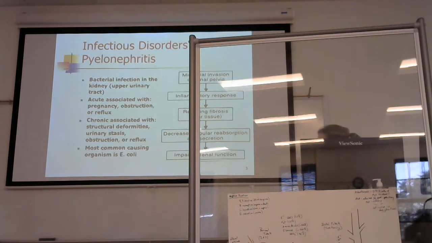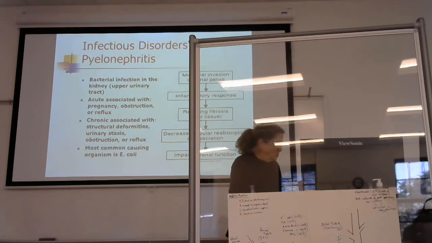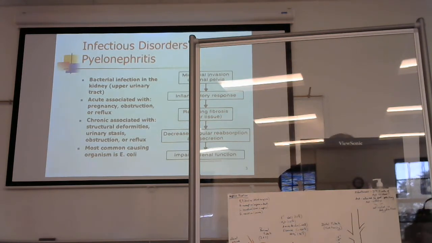So we've mentioned pyelonephritis before. It is more common in young people. It is an infection in the kidneys. And in pregnancy, you sometimes see it in the second or third trimester. It can cause premature labor. Okay, so we need to identify it and treat it as quickly as possible.